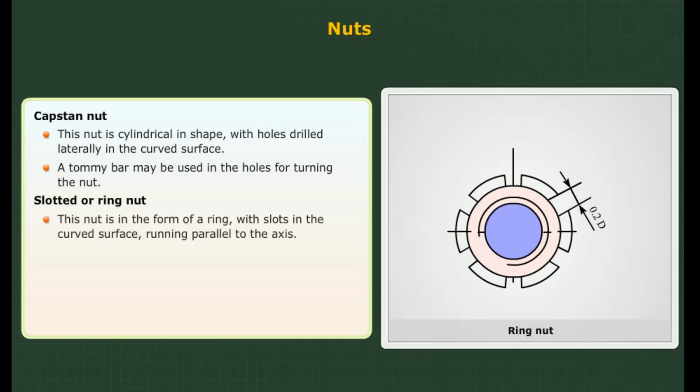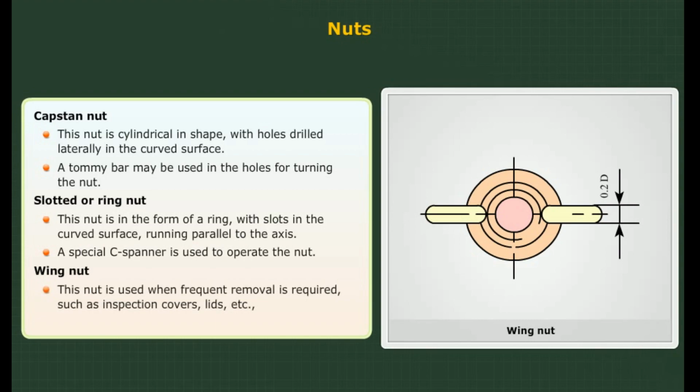Slotted or ring nut. This nut is in the form of a ring, with slots in the curved surface running parallel to the axis. A special C-spanner is used to operate the nut. Wing nut. This nut is used when frequent removal is required, such as inspection covers, lids, etc. It is operated by the thumb.